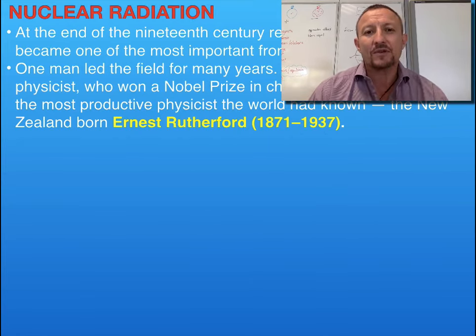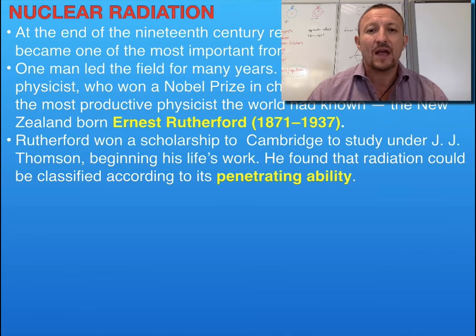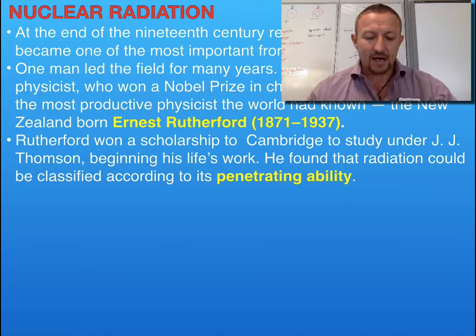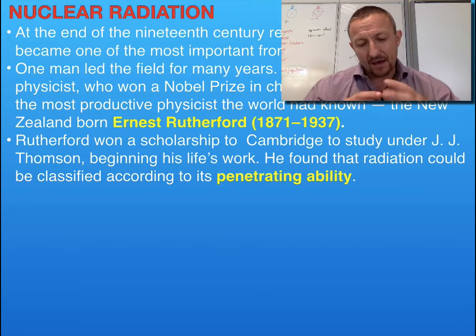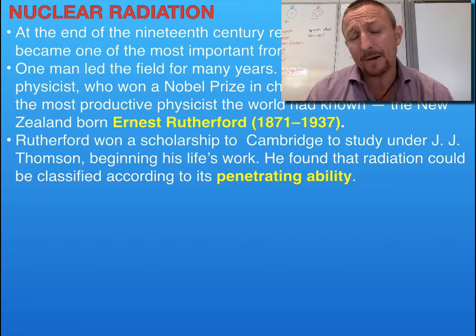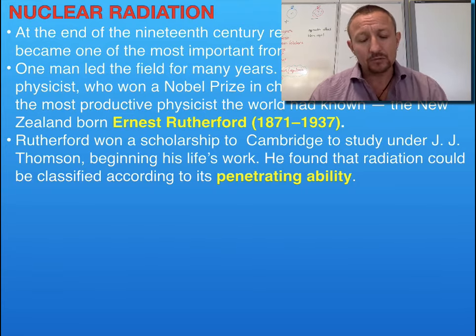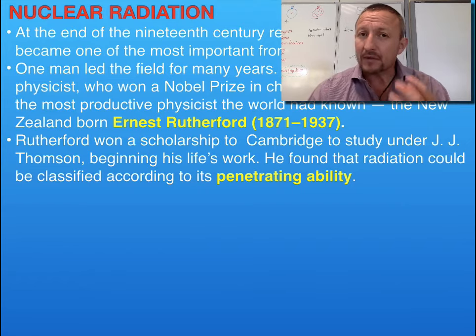Now remember, he was doing the gold leaf experiment to prove J.J. Thomson's plum pudding model, the idea that each atom was made up of something positive, and then it had these negative particles embedded inside. And in that model, remember, those negative charges were randomly placed. But in that experiment, he actually used alpha particles.